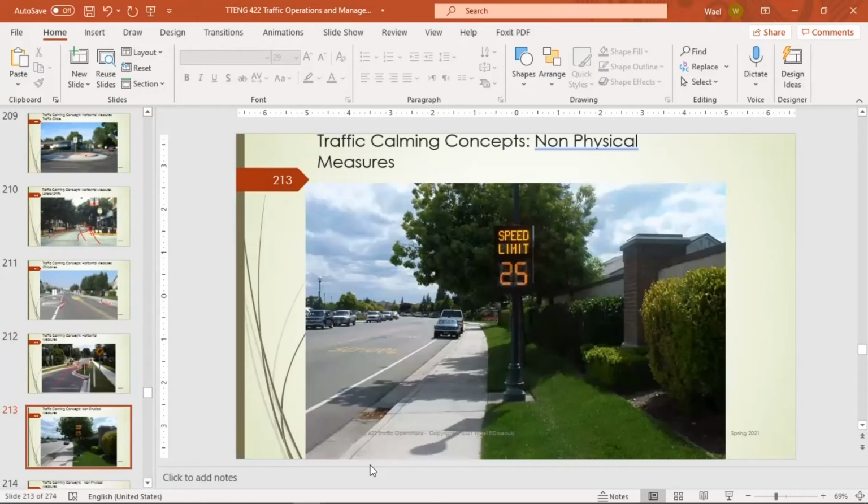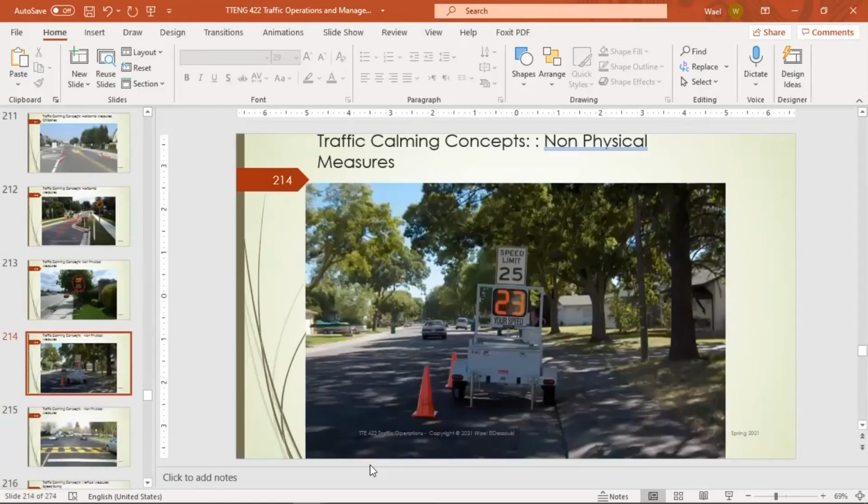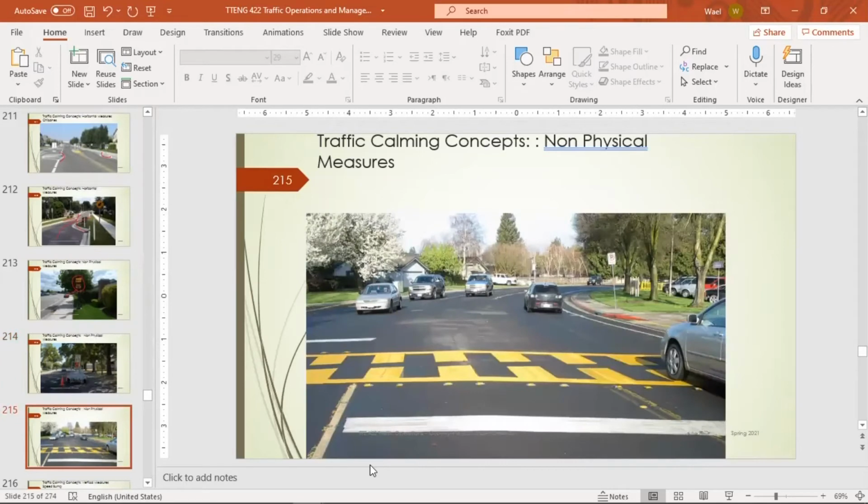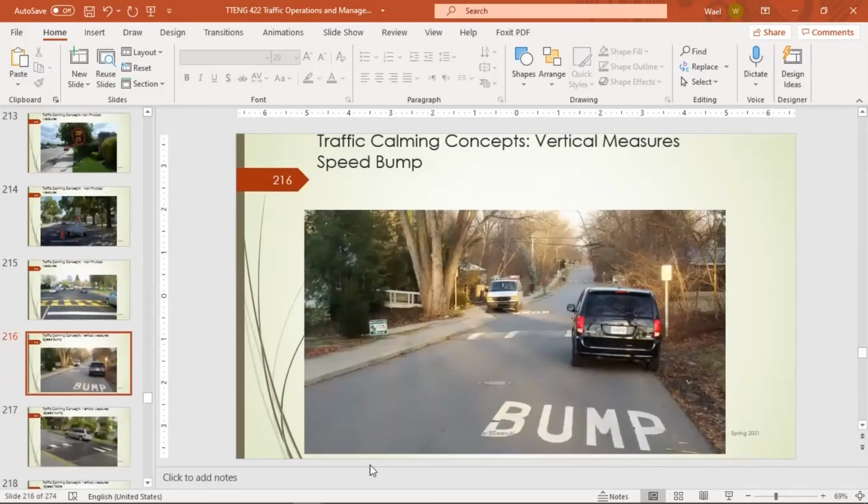These are the non-physical measures, where you put a sign with a microwave radar, and it gives feedback to drivers on their speed. This is the speed trailer, which is basically a standalone trailer, and it shows the speed limit and your actual speed. These are the striping and the pedestrian crossing. Here, these are also some of the traffic calming or non-physical measures. This is a speed bump.